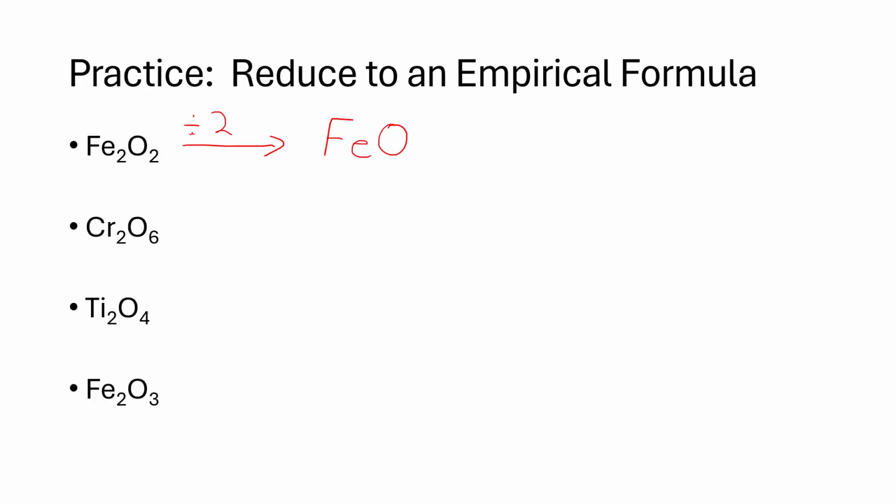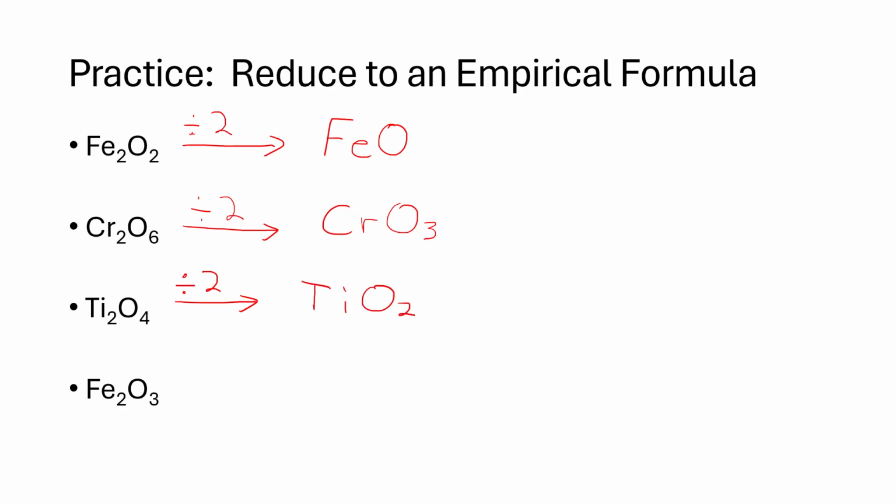Now I want you to pause this video for a moment and work through the remaining 3. So go ahead and pause it. Great. Now that you've paused it and you've tried these 3, I want to go through and work them out with you. So this next one, Cr2O6, both of those subscripts can also be divided by 2. That leaves us with CrO3. The next one, Ti2O4, those can be divided by 2 as well, which would give us TiO2.